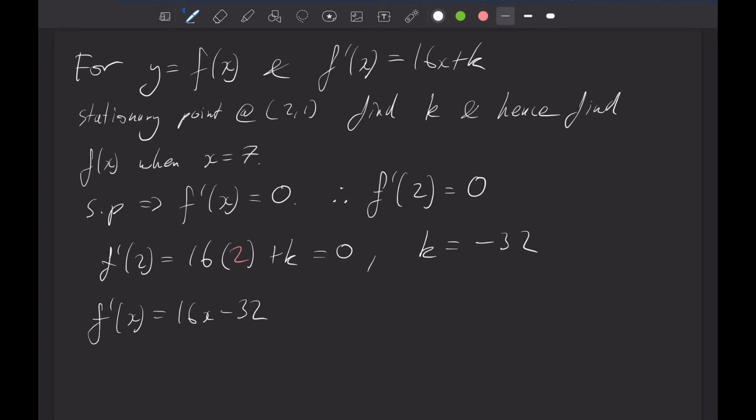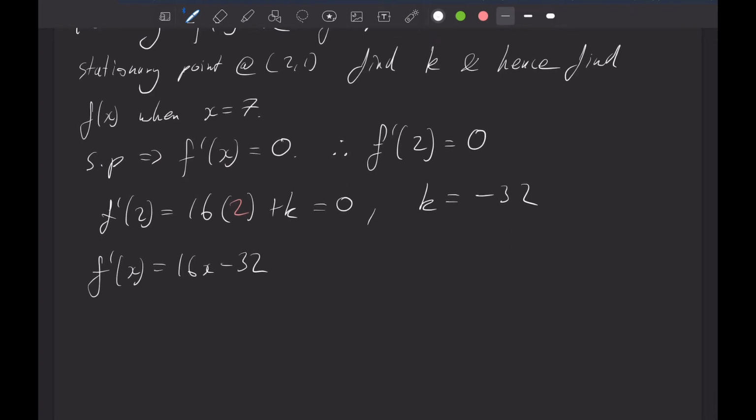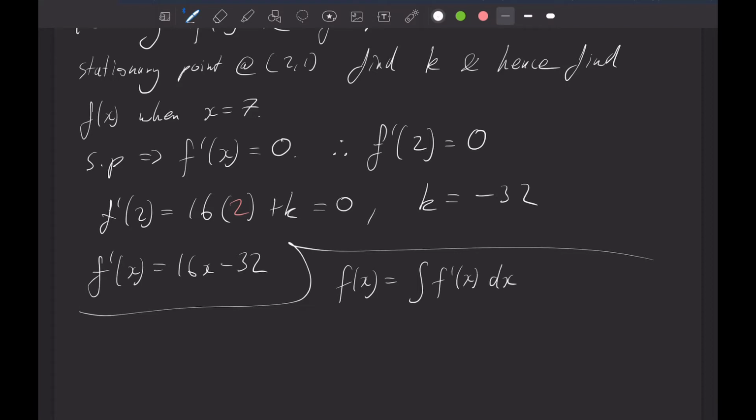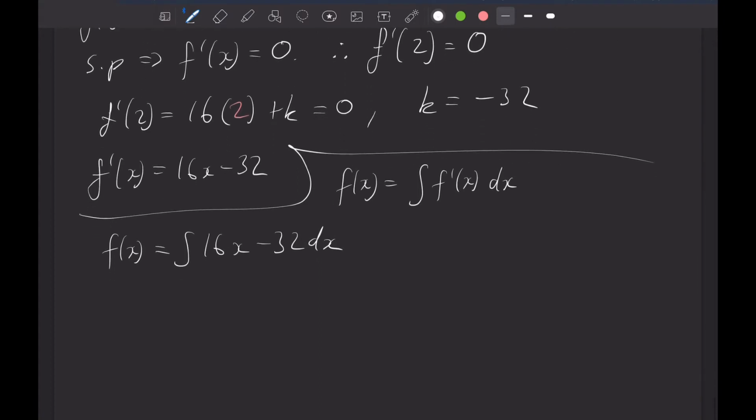minus 32. Now f of x, let's rule that off. Now f of x is equal to the integral of f prime of x dx. So that means that f of x is the integral of 16x minus 32 dx. Now some of you might want to factor out that 32. Whether or not you want to do that, it's fine. It'll still work if you do that. You'll have brackets though. It could be more confusing. I recommend trying it if you feel like doing it.